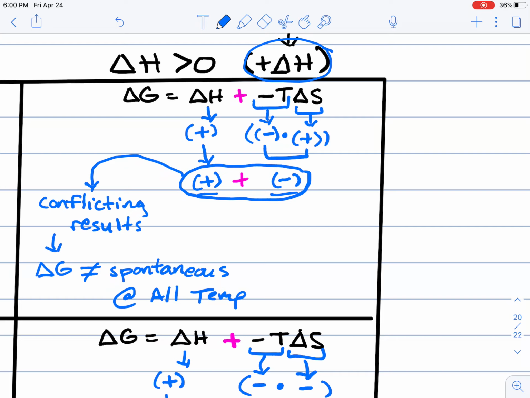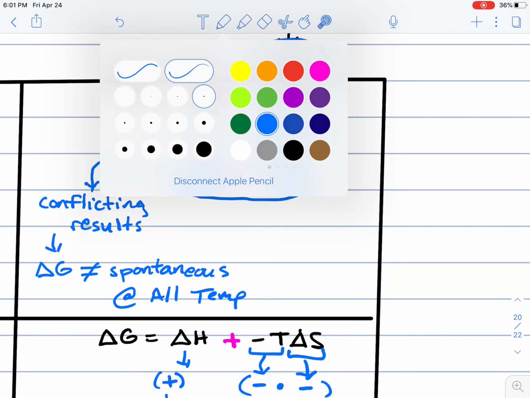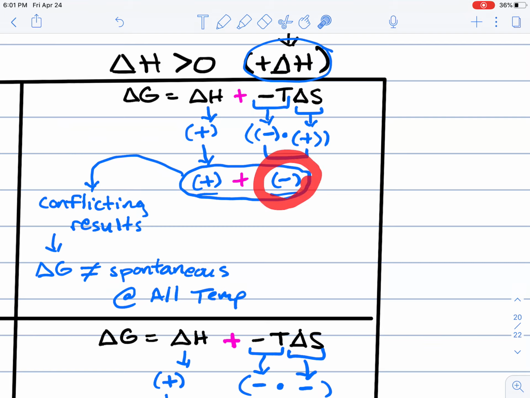This implies that there might be some type of temperature range in which it could be spontaneous. And so let's think about this some more. If I wanted my reaction to be spontaneous, that means I want delta G to be negative. And for my delta G to be negative, the negative term must be much, much, much higher than the positive term.